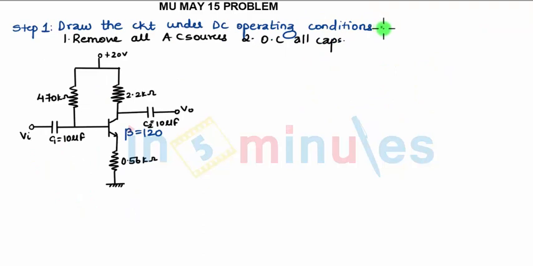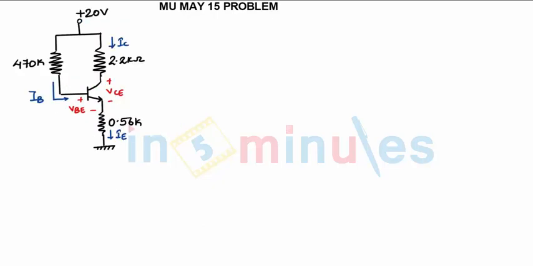We draw the circuit under DC operating conditions. For that, we remove all AC sources and open circuit all capacitors. Looking at the diagram, we remove this capacitor, it will be open circuited, this capacitor open circuited, and we are left with only the remaining part. So how will the circuit look under DC operating conditions?